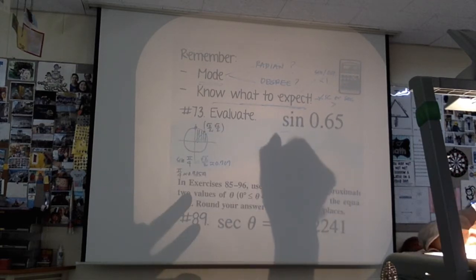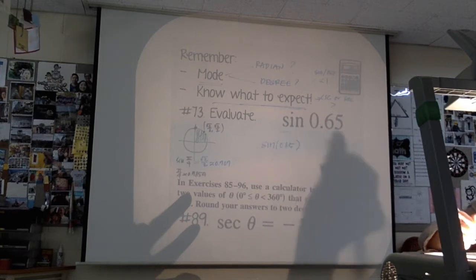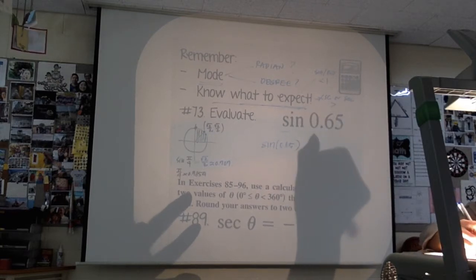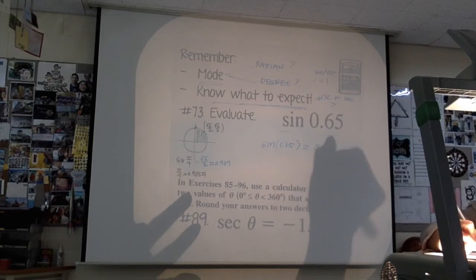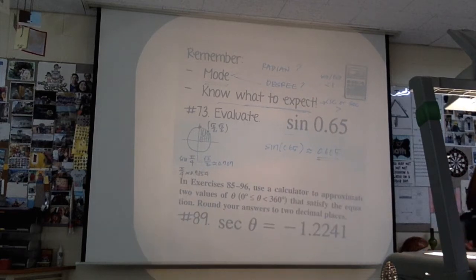So let's try, okay? In your calculator, punch in sine of 0.65. What mode do you have to be in? Obviously radian, and you'll actually get 0.605. And our expectations are correct, okay?